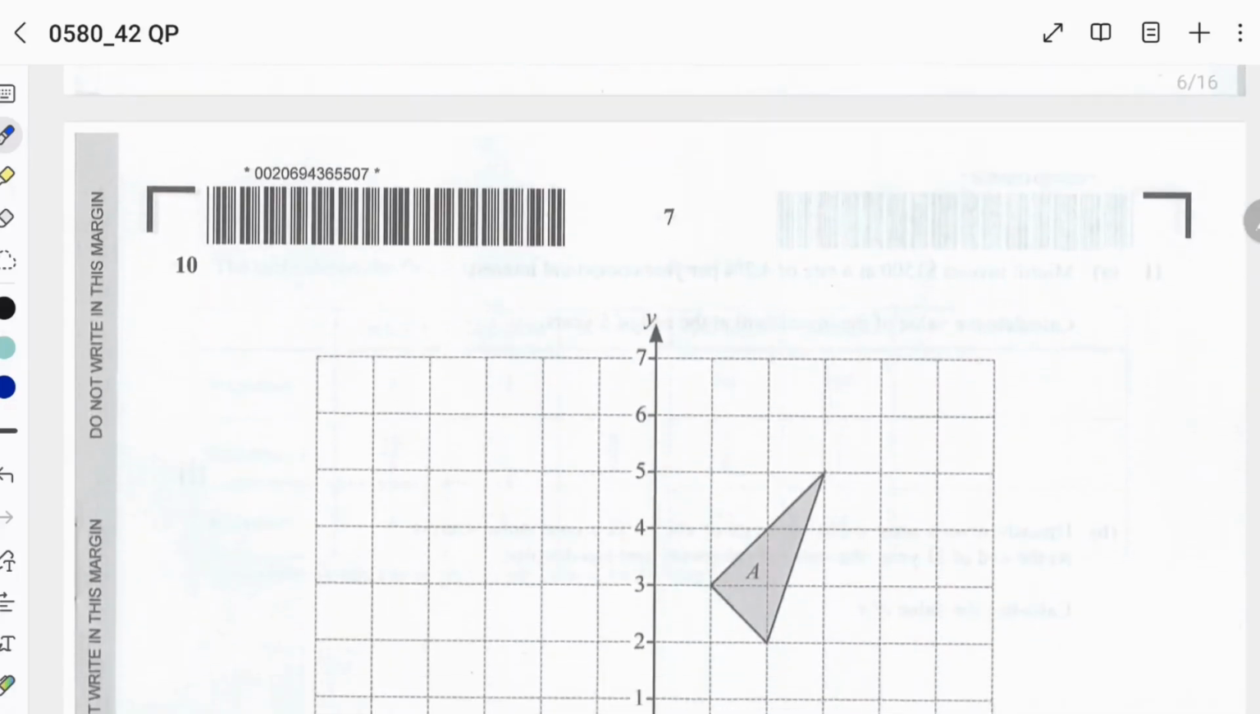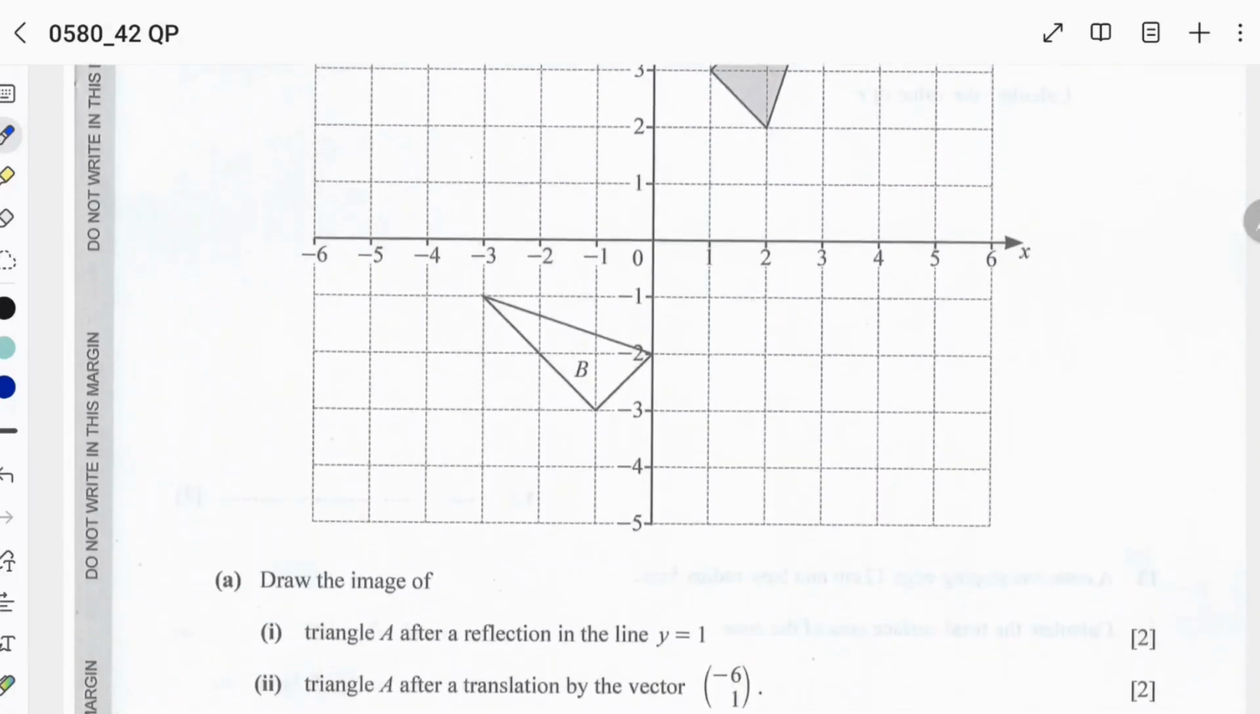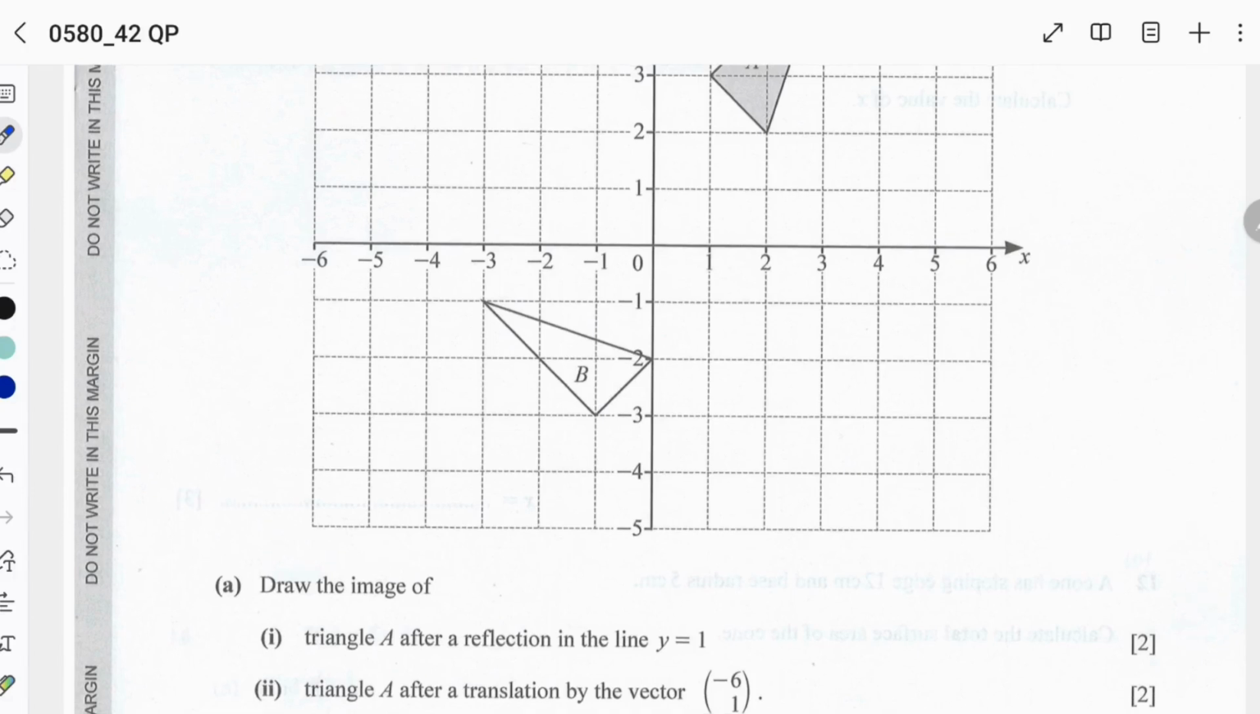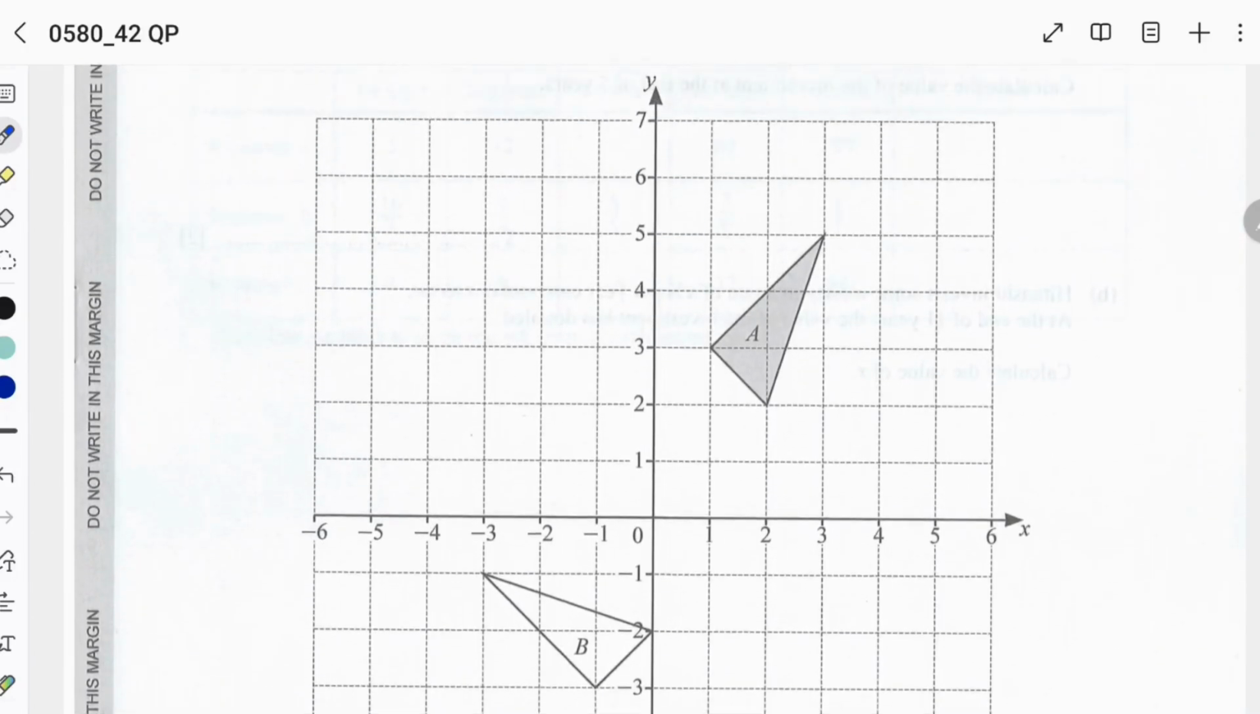The next question, question number 10, transformation question. Draw the image of triangle A after the reflection in the line y equals 1. So draw the line y equals 1.